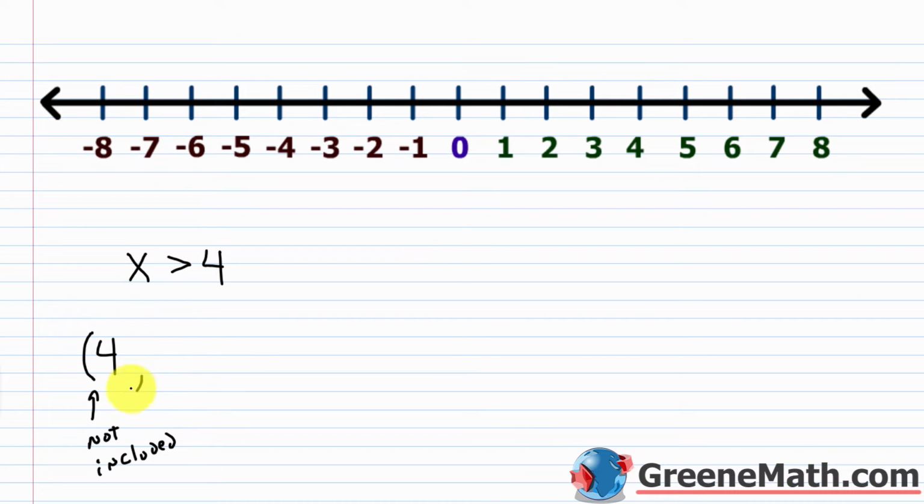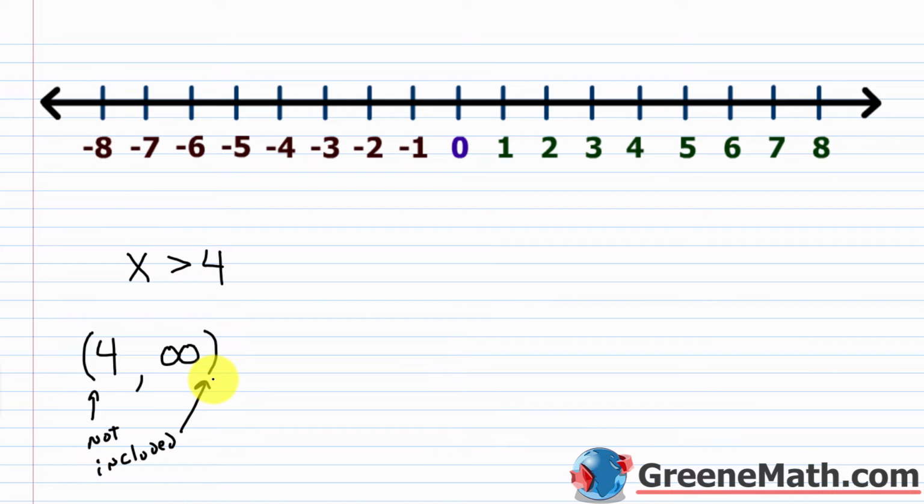So then I put my comma and then my largest value. And again, because x can be anything larger than 4, there is no largest value. So we're going to put the infinity symbol in. Again, it looks like a sideways 8. And again, we put a parenthesis to say, hey, it's not included.